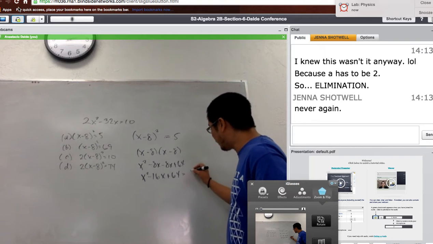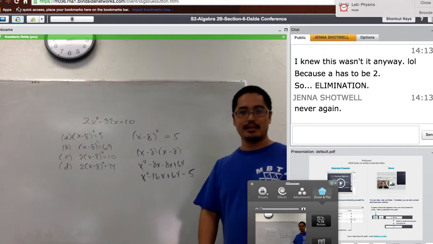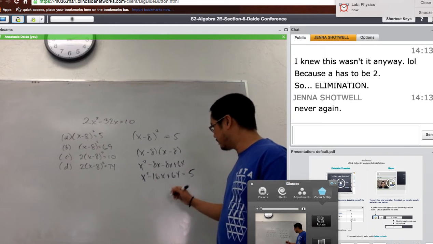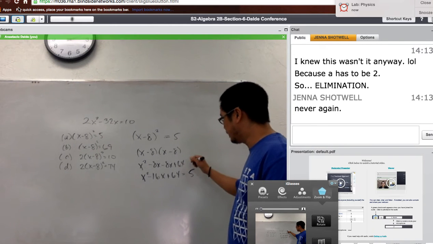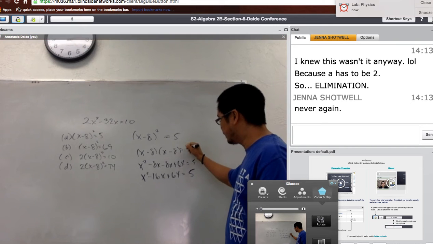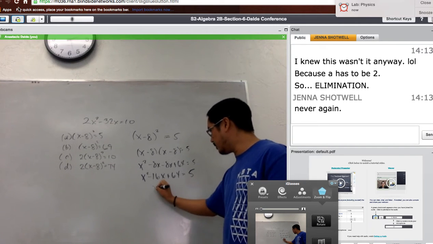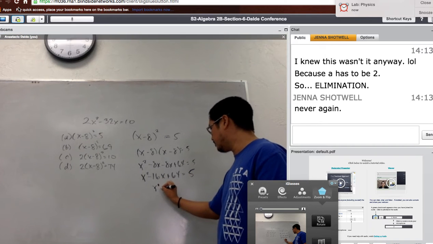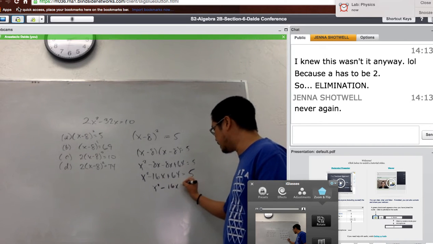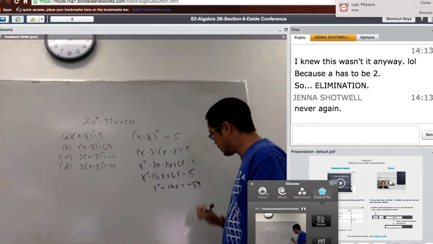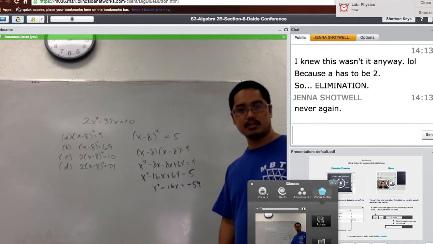All right, anyway, this is equal to 5. Yeah, equal 5. So the left-hand side was all this, equals 5. All right. So I'm just going to go x squared minus 16x equals negative 59. Right?